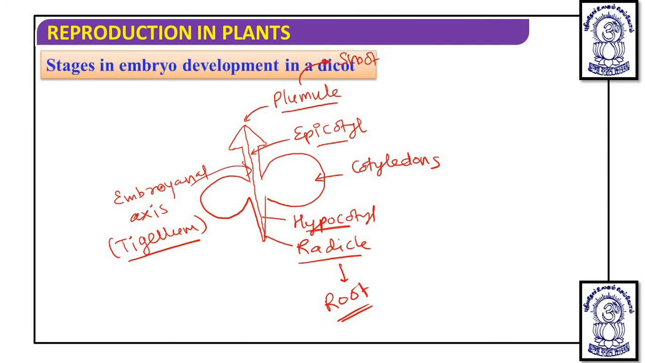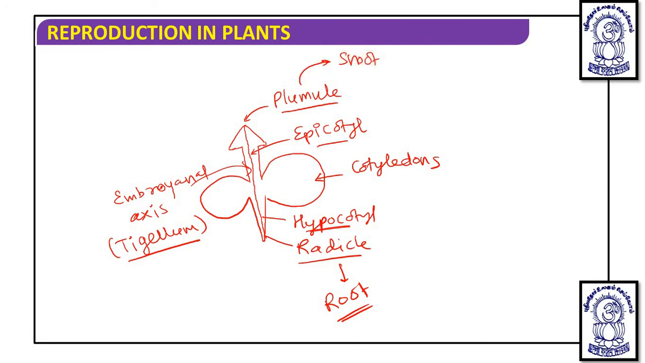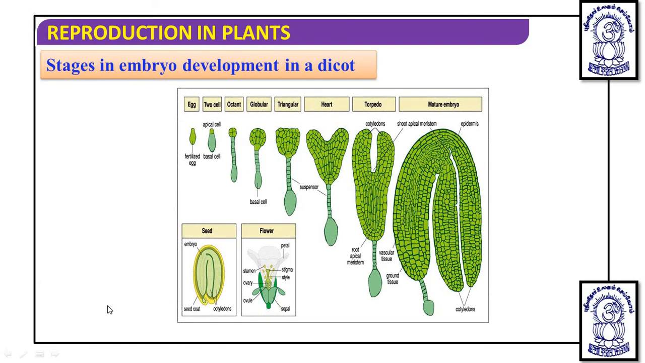So, stages of embryo development in dicot. First you note down. I am removing this, then we will continue further. Okay, so let's first start with the stages in embryo development. We have discussed this in detail. Now I hope you are able to understand all these stages, because we have shown them in a typical diagram as we study in a regular classroom.